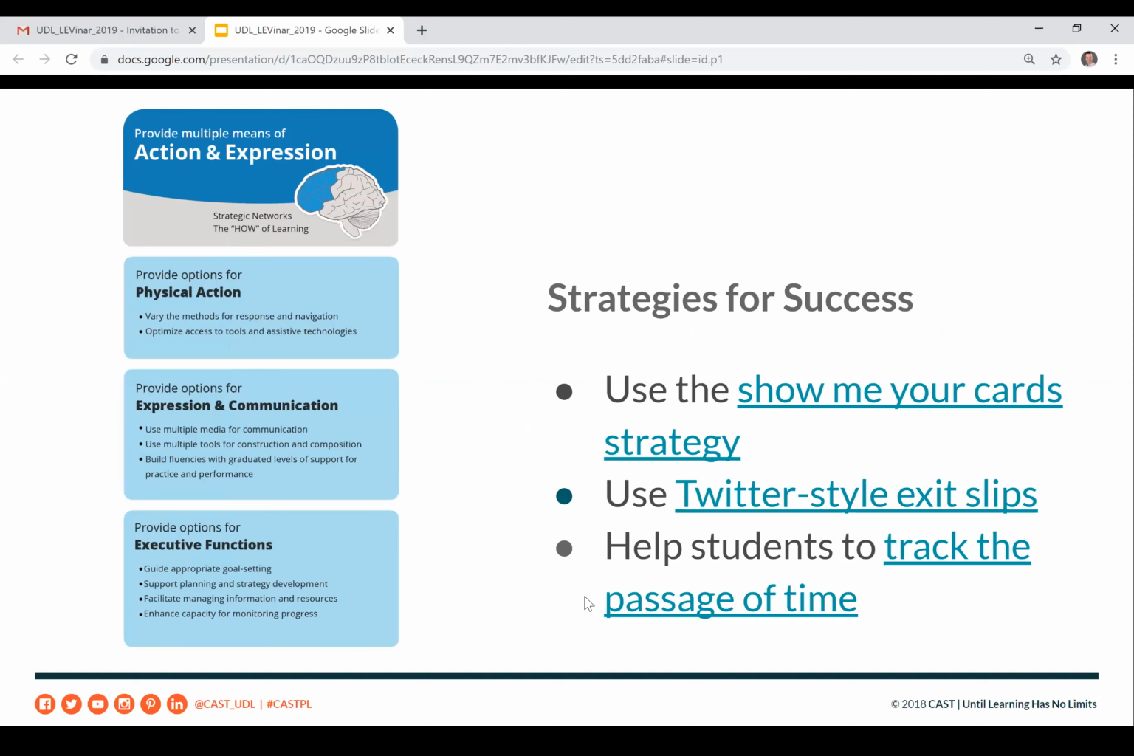Some strategies here include the use of the show me your card strategy. This is a strategy where students have different colored cards to gauge their mood and their feeling towards an activity. So a green card might mean that they're feeling really great about it. A yellow card might mean that they're feeling a little bit unsure, and a red card might mean that they really need some help. Using a Twitter-style exit slip to assess, helping students track the passage of time with perhaps a timer.